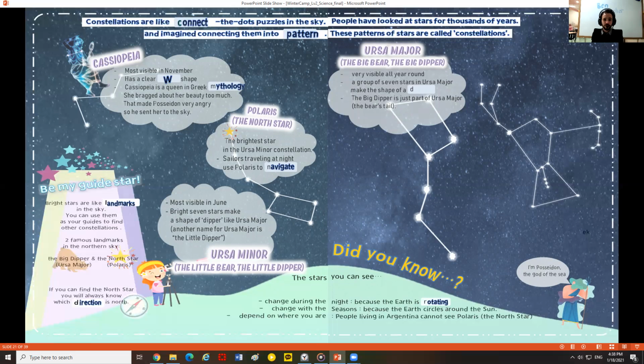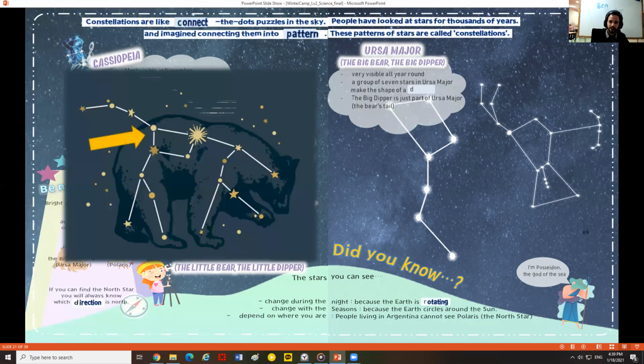Ursa Major, which is also called the Big Bear or the Big Dipper, is visible all year round. You can see it all the time. It is also made up of 7 stars. A group of 7 stars make up the shape of a dipper, which is why we call it the Big Dipper. The Big Dipper is just part of Ursa Major, which is the bear's tail. There's the Big Dipper, and there's the whole constellation.